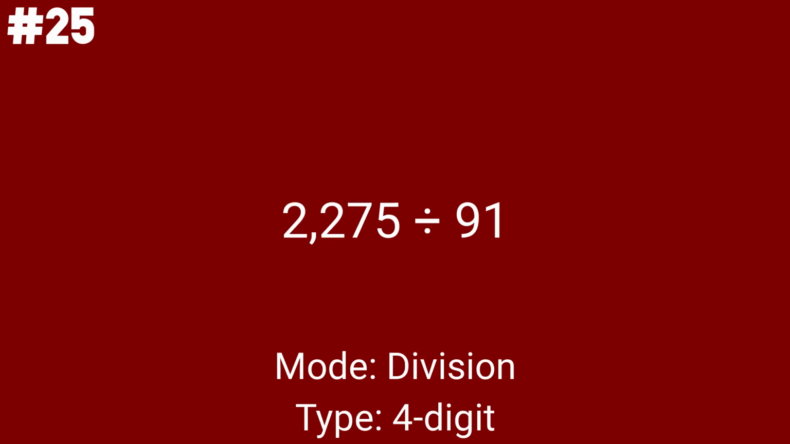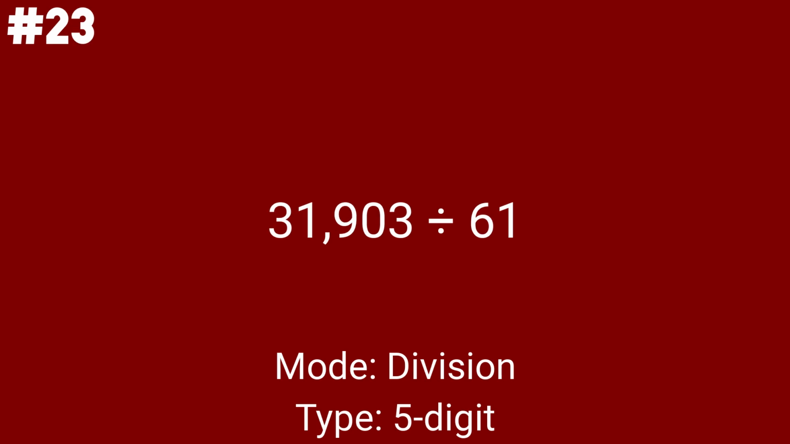2275 divided by 91 is our 16th division problem for now, and this is the last division problem with 4 digits. Let's go on to the 5-digit division problems. 84,736 divided by 4 is the first division problem with 5 digits. Also, this is problem number 17 on the list. Let's not forget that the divisor is a single digit.